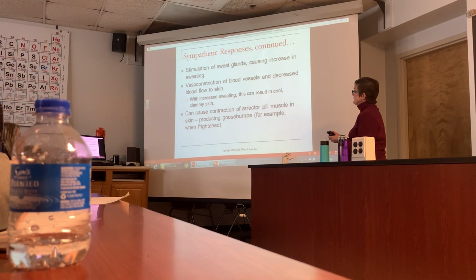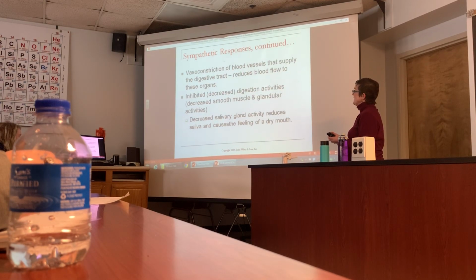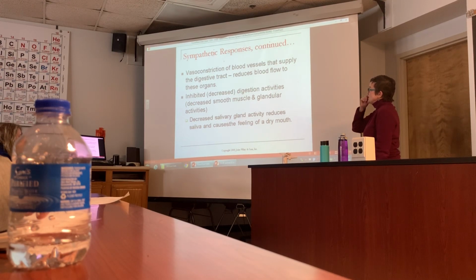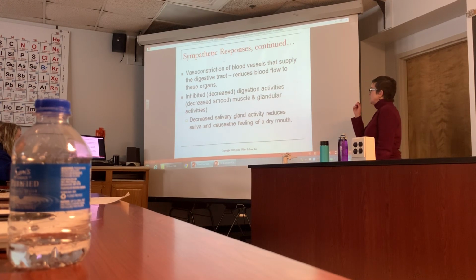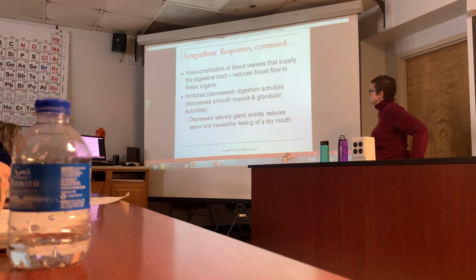We talked about already stimulation of sweat glands, vasoconstriction of blood vessels to the skin, and erector pili muscle causing goosebumps. We already talked about all that. There's also going to be vasoconstriction of blood vessels to the digestive tract, which reduces blood flow to those organs in the digestive tract. I've made a few changes in these notes, by the way, so I've taken out any references to the urinary tract because it's a bit more complex in the urinary system, so when you look at the notes, it may be a little different. So I'm going to be reposting the notes with any changes I've made.